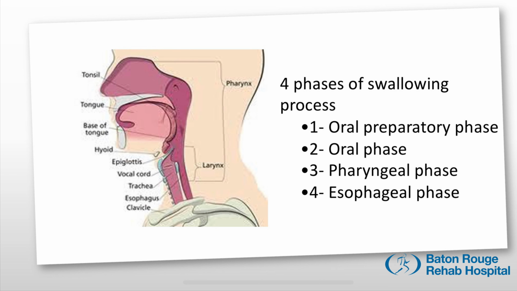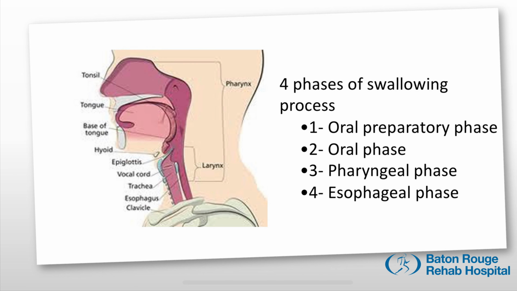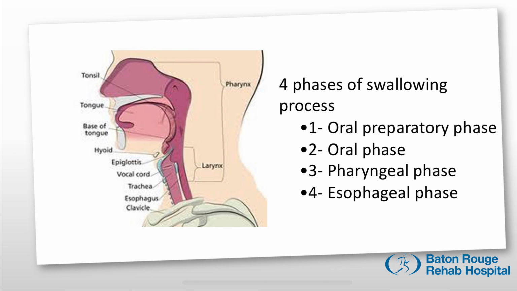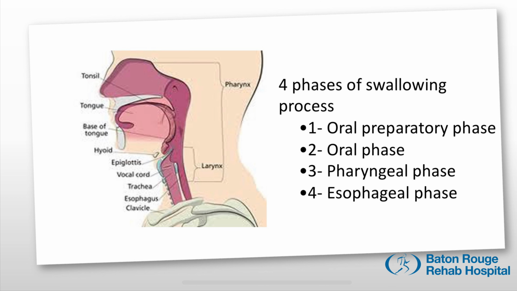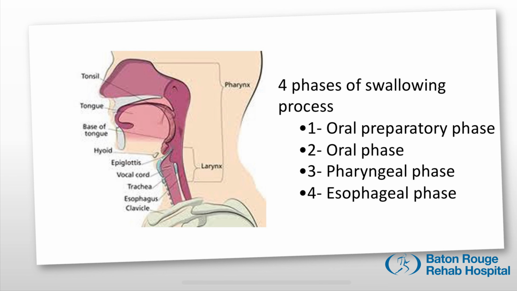Oral preparatory phase involves the manipulation and mastication of food in the mouth. Oral phase involves the tongue propelling the chewed food, also known as the bolus, posteriorly until the pharyngeal response is triggered. Pharyngeal phase involves triggering the pharynx response and moving the bolus down the throat. Esophageal phase involves transporting the bolus through the esophagus and into the stomach.